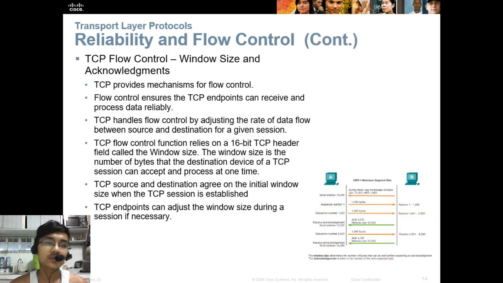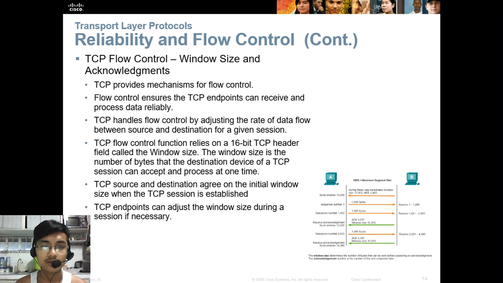TCP flow control, window size, and acknowledgements. TCP provides a mechanism for flow control. Flow control ensures that TCP endpoints can receive and process data reliably. TCP handles flow control by adjusting the rate of data flow between source and destination for a given session. TCP flow control relies on a 16-bit TCP header field called the window size.